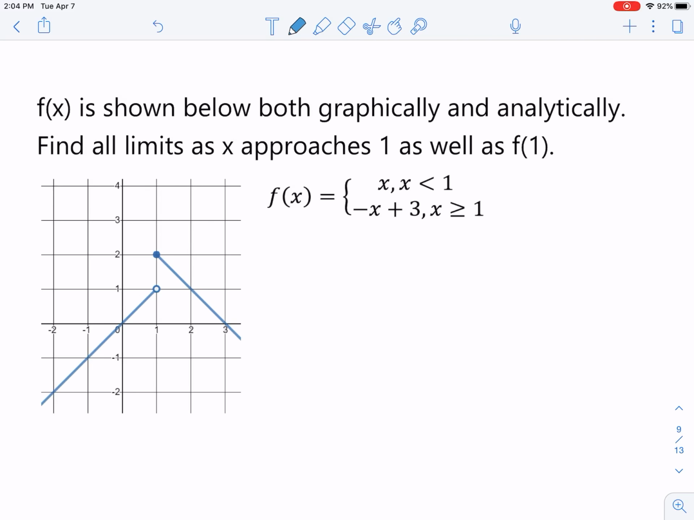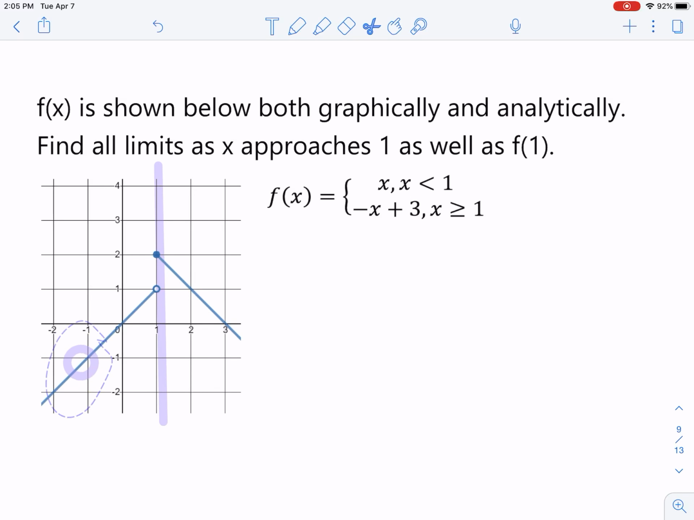All right, let's try some piecewise. I'm going to start off doing one where I give you the graph and the equation of the function, and then we'll try just the equation. So let's start by looking at the graph. So I'm going to draw my guide here. Okay, and we want to approach x equals 1 from the left and the right, and then find the full limit as well as f of 1.